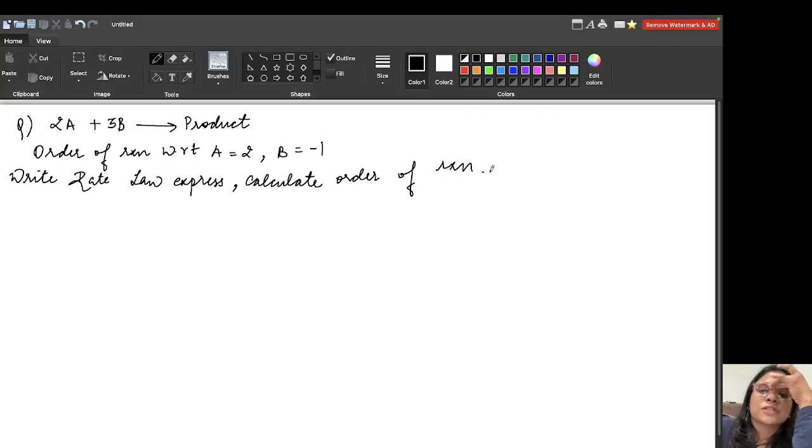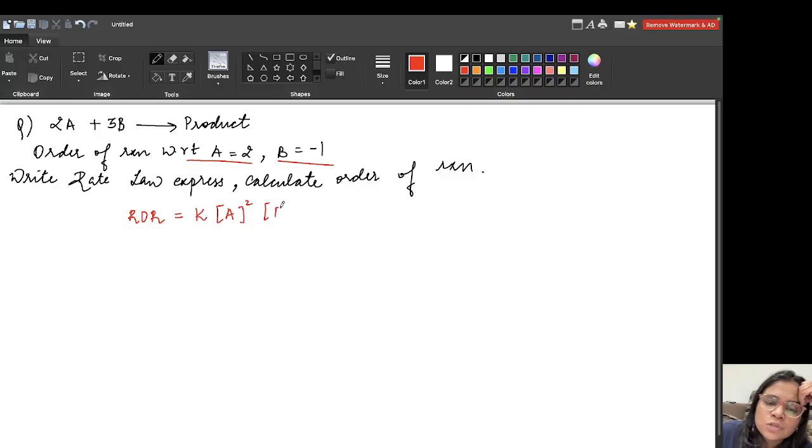So rate law expression. How do we write the rate law expression? Everything is already given to us, right? Order of reaction with respect to A is 2, B is minus 1. So rate of reaction is equal to K, A raised to the power 2 and B raised to the power minus 1. How will we calculate the order of reaction? X plus Y. So the order of reaction will be 2 minus 1, which is equal to 1. So it is a first order reaction.